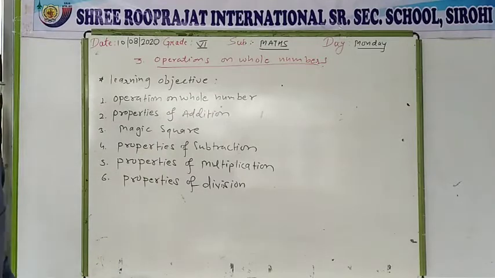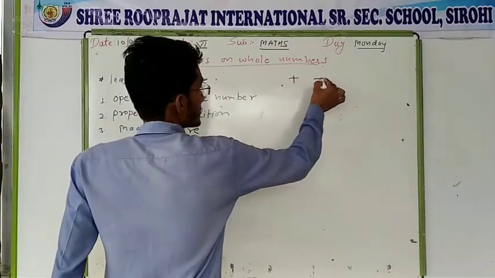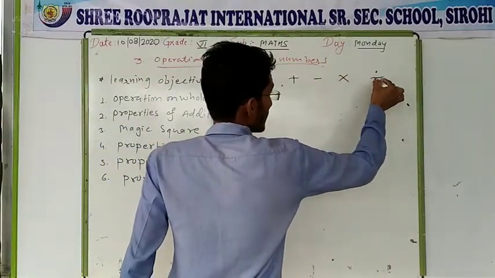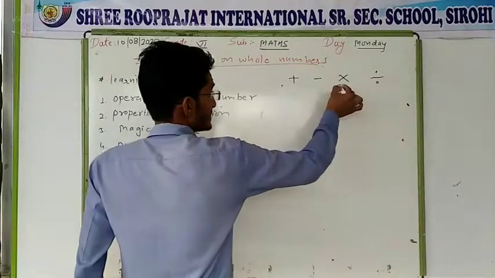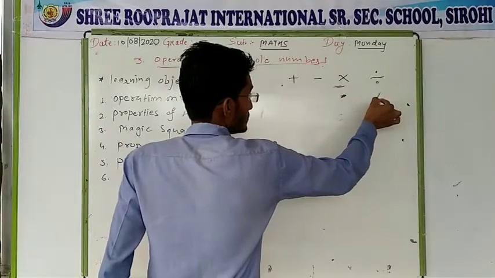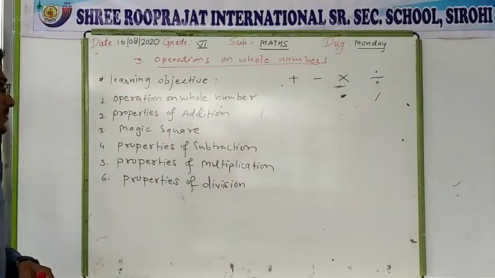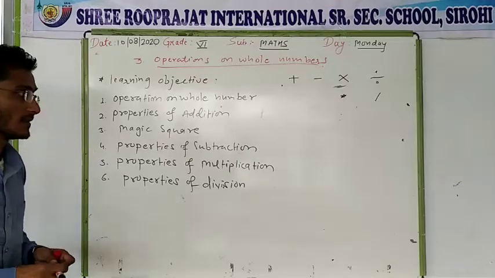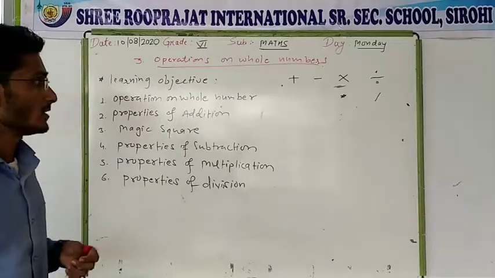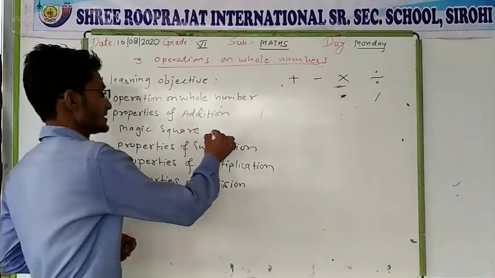As we know, there are four types of operations: addition, subtraction, multiplication and division. In place of the multiplication sign you can use a star, and for division you can use an oblique. Next one, properties of addition. There are a few properties of addition, how addition works on whole numbers, and we will learn them in detail.